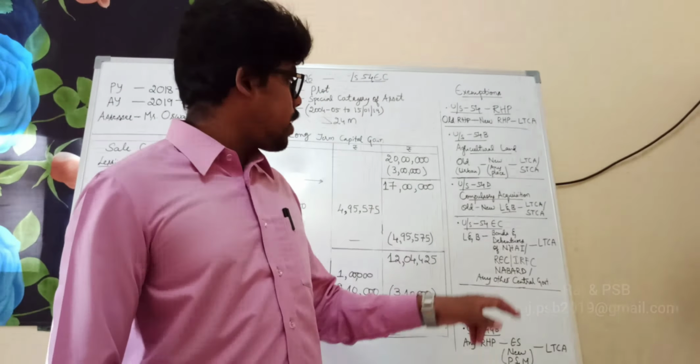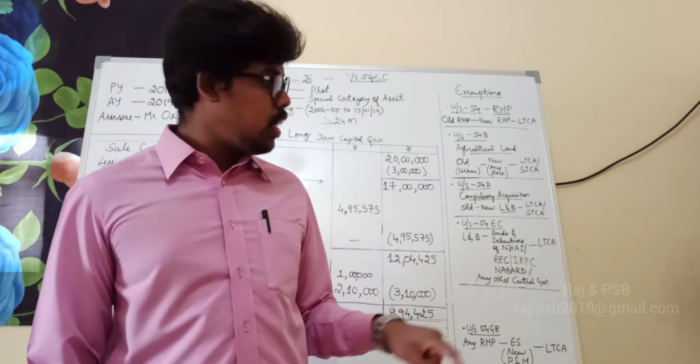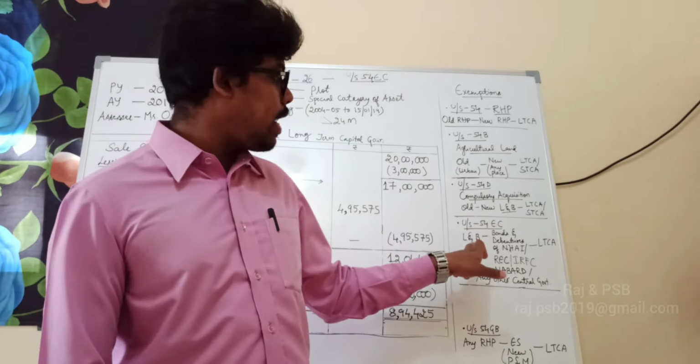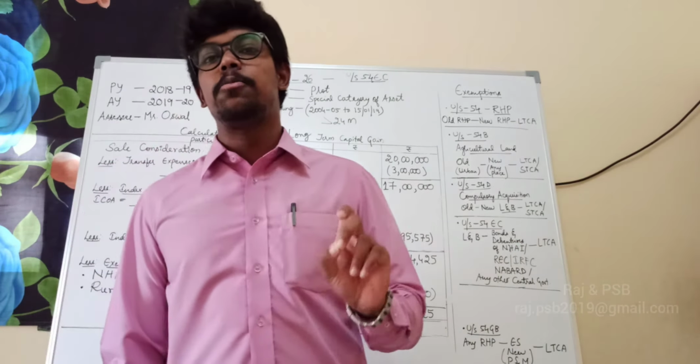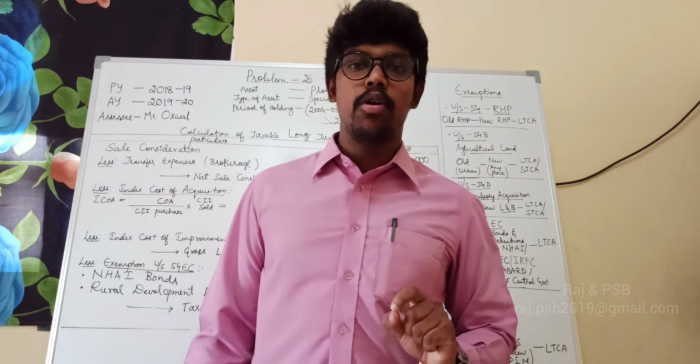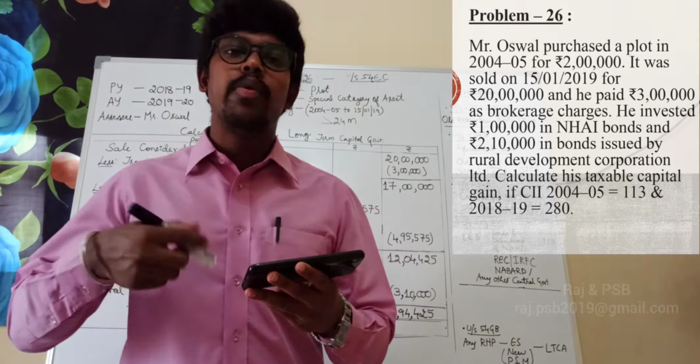Okay guys, next topic is under section 54EC. What does 54EC say? For land and building which is sold, and purchase of any bonds and debentures which are specially issued by the central government of India. So here look at problem number 26.